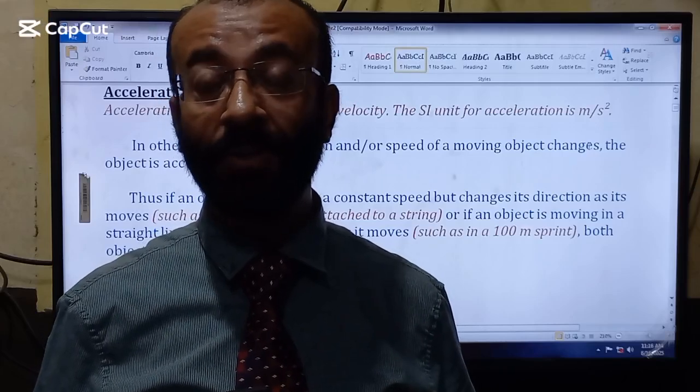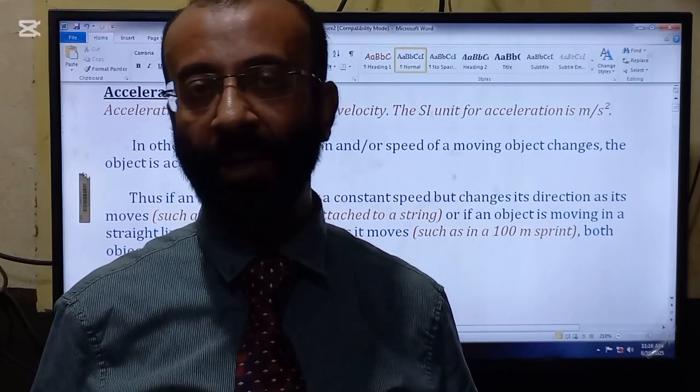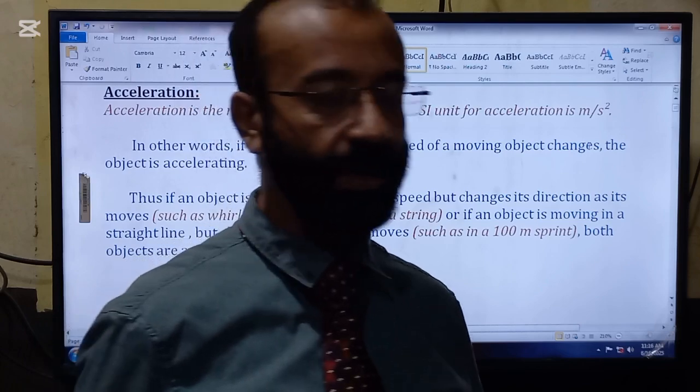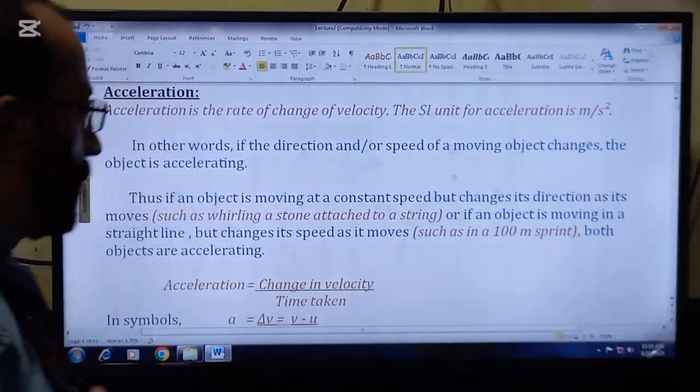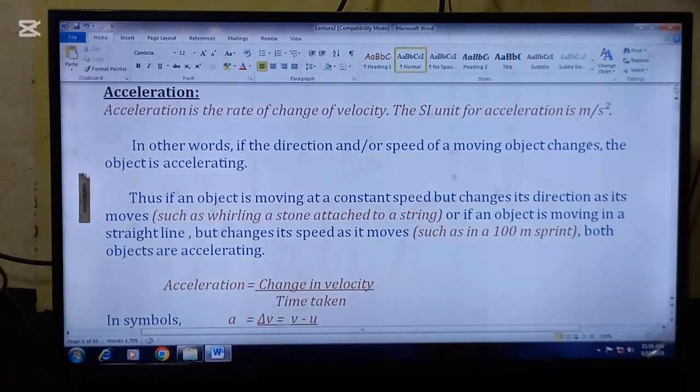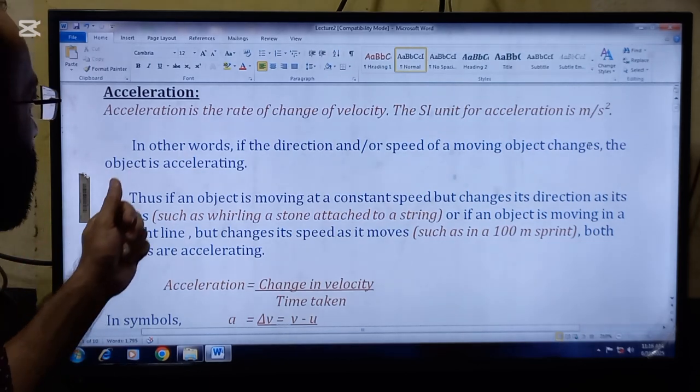Good morning, students. Today we are going to read acceleration in the topic of kinematics in the subject of O levels. So concentrate yourself. We are going to start now. First, the definition of the acceleration.